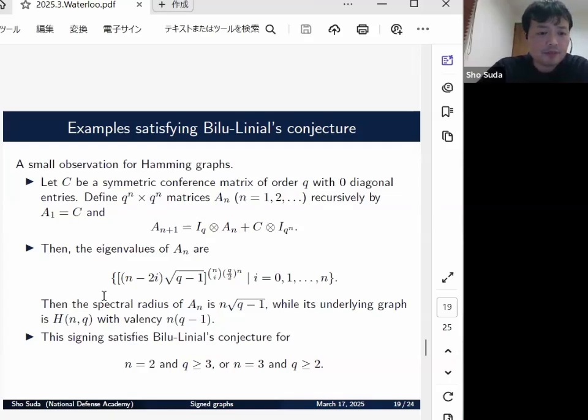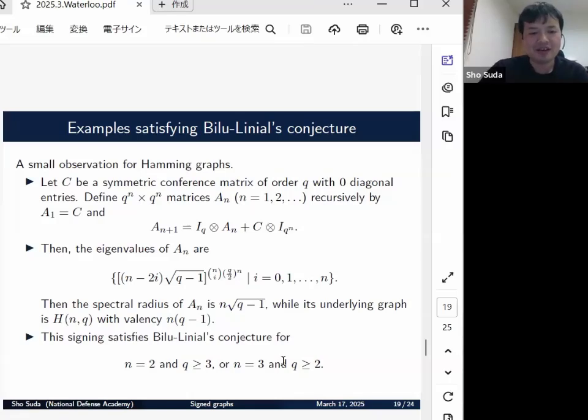So this calculation shows the spectral radius of our signing for Hamming graphs is equal to n times the square root of q minus 1. And as you know, the valency of the Hamming graph is equal to n times q minus 1. So we can check whether our signing satisfies their conjecture. Actually, if n is equal to 2 or n is equal to 3, we can claim our signing satisfies their conjectures.